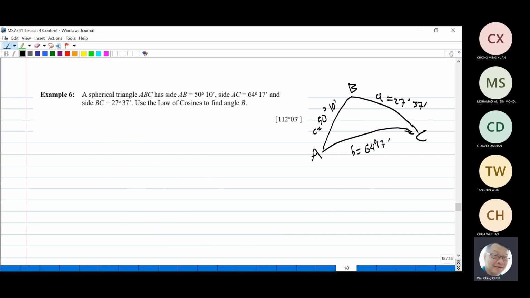Law of cosine. Find angle B. So I want to find this one. Let's slowly evaluate the situation. Whenever you have two sides and one angle in between, you can use the cosine rule here. I use the color code here: this is side b, this is cosine b here, and this one is side c.